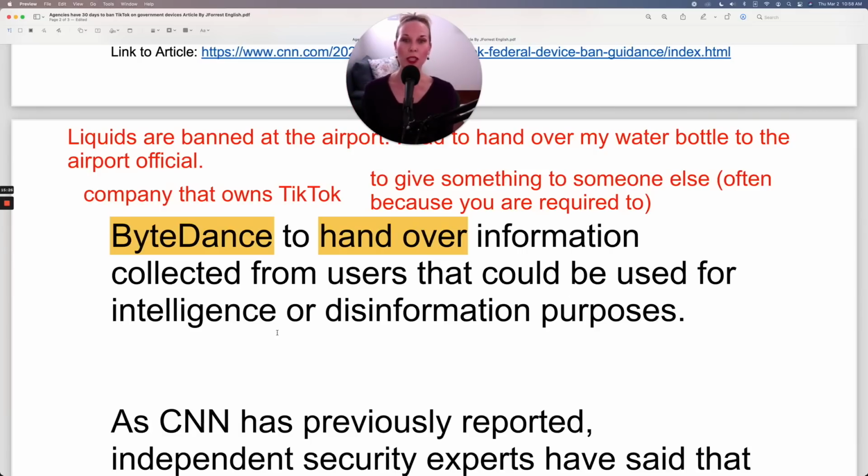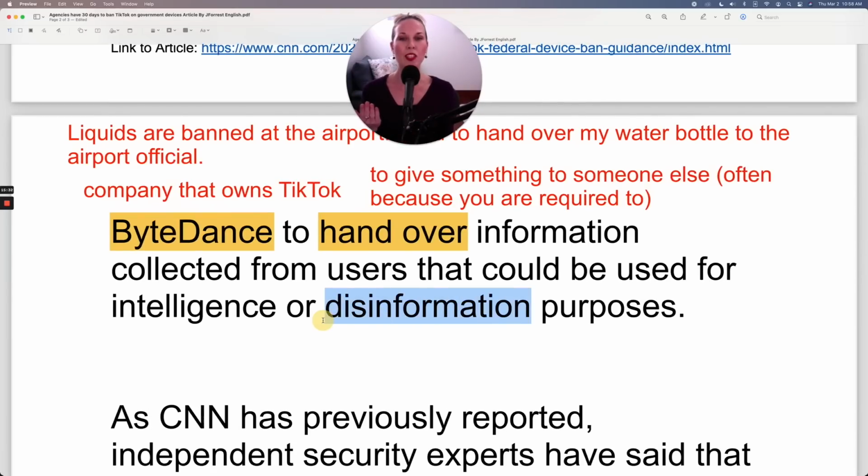That could be used for intelligence or disinformation purposes. Disinformation, you might be wondering what this is. I recognize information. What's disinformation? Disinformation is when you share false information, but you do it on purpose. So to share false information. Share false information on purpose.